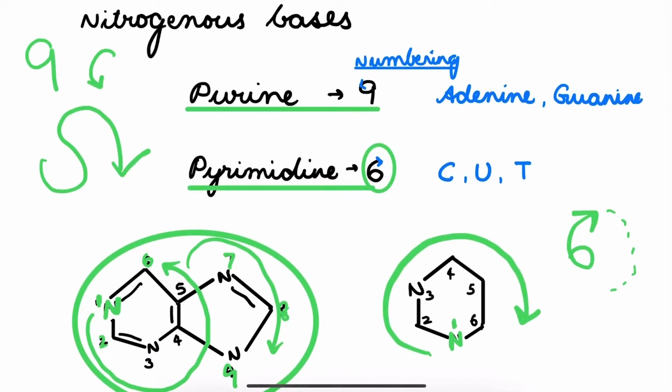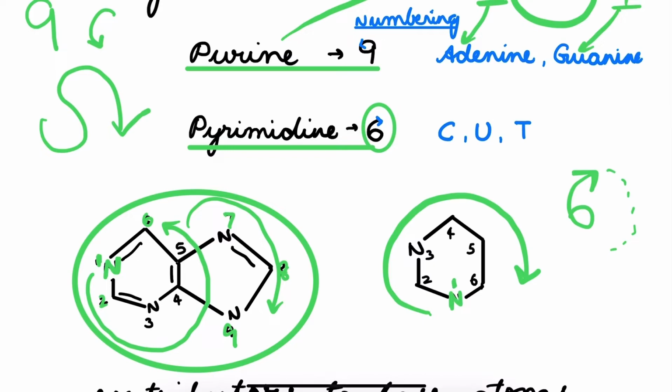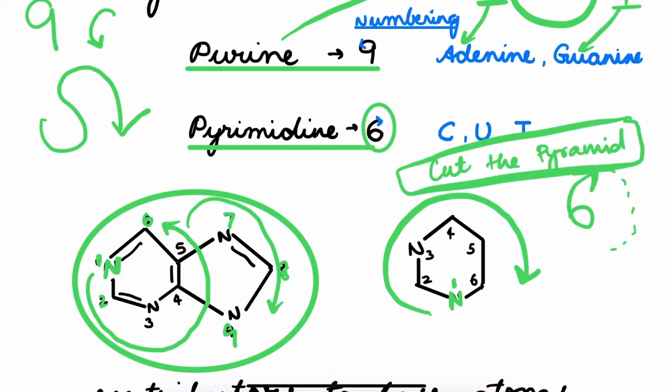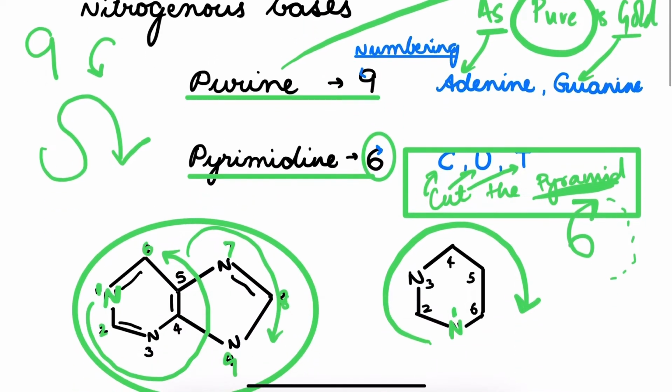What are the nitrogen bases which belong to purine? It is basically adenine and guanine. How do you remember this? Remember the mnemonic: pure as gold. A for adenine, G for guanine, and pure is to remember purine. And for pyrimidine, how do you remember? Cut the pyramid. This is the mnemonic: cut the pyramid. C for cytosine, U for uracil, and T for thymine, and pyramid for pyrimidine. So CUT, cut the pyramid.